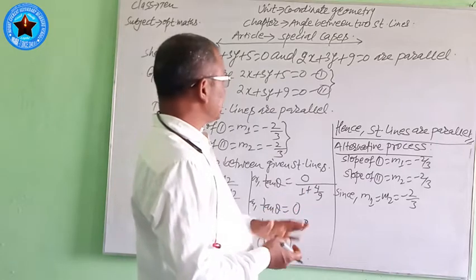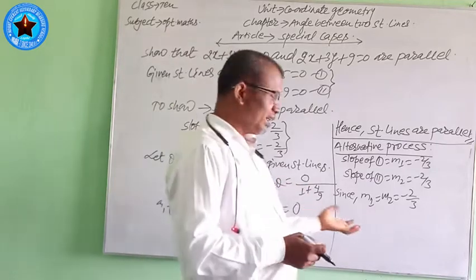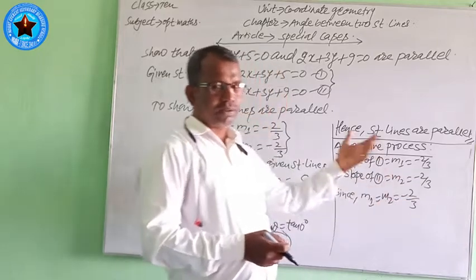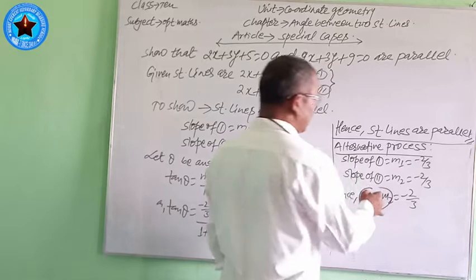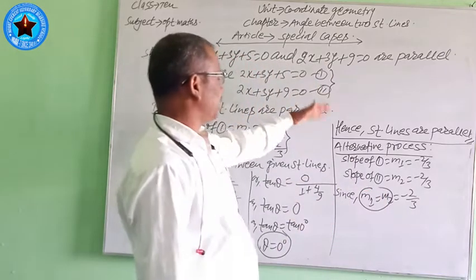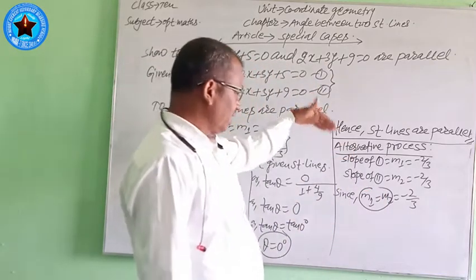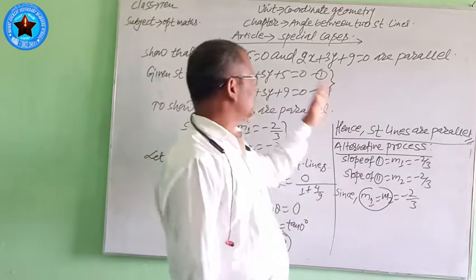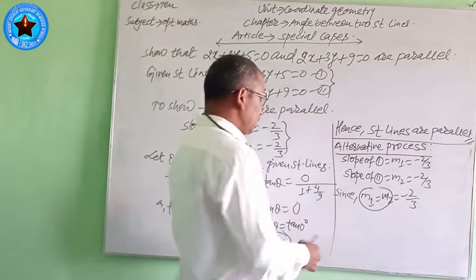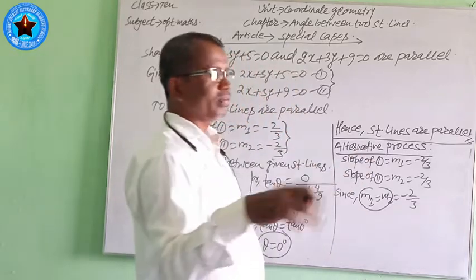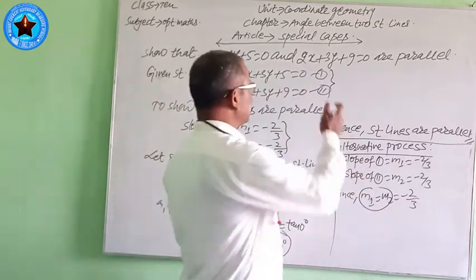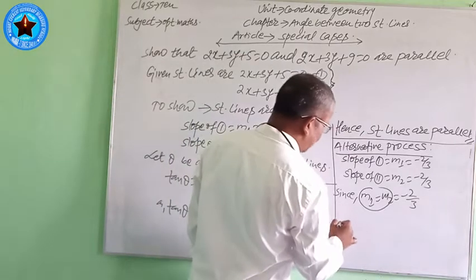A special case says straight lines are parallel if their slopes are equal. Here m1 is the slope of the first straight line and m2 is the slope of the second straight line, and these two slopes are equal. And we know from the condition that straight lines having equal slopes are parallel. So we can say these two straight lines are parallel.